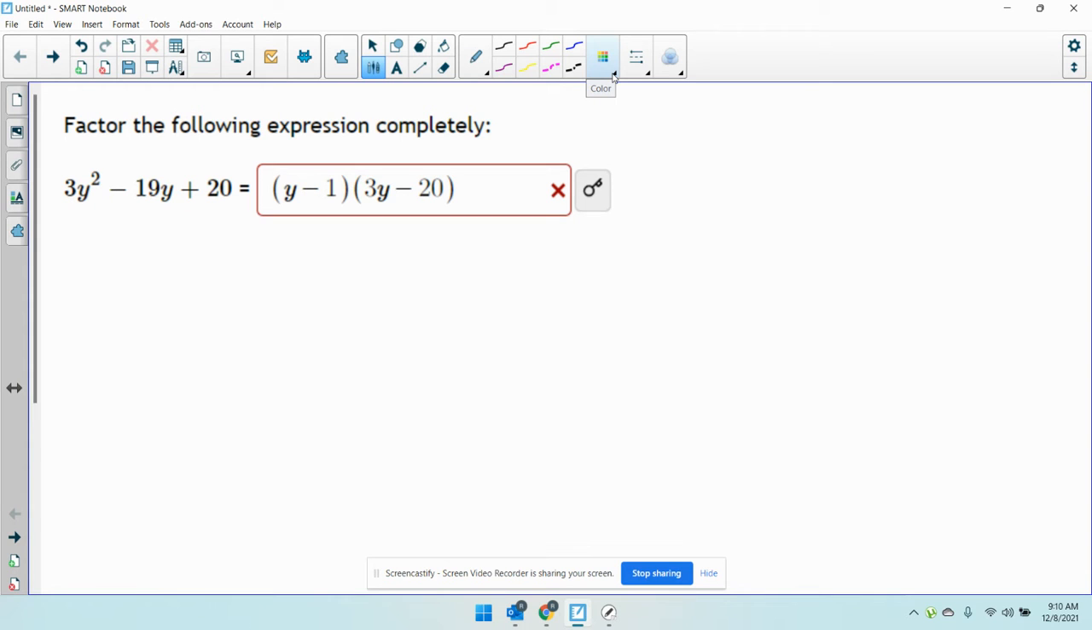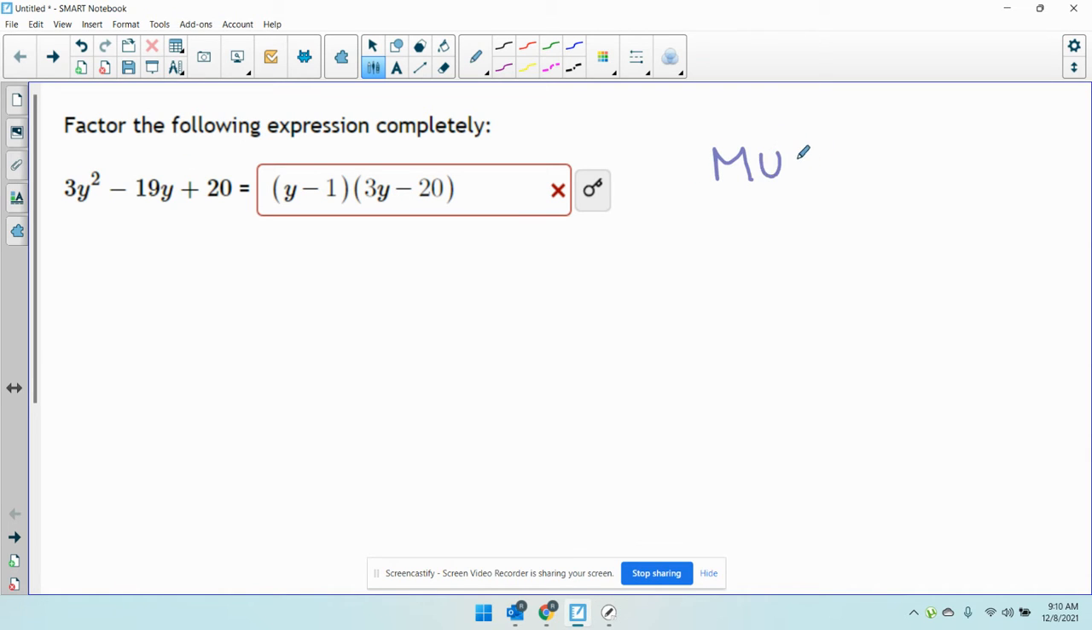Okay, so this says factor the following expression completely. So these can be tricky. I think these are one of the trickier things to do in our course, factoring something when you have a number other than one in front of your squared term. I use this kind of a weird method, but it always does work.